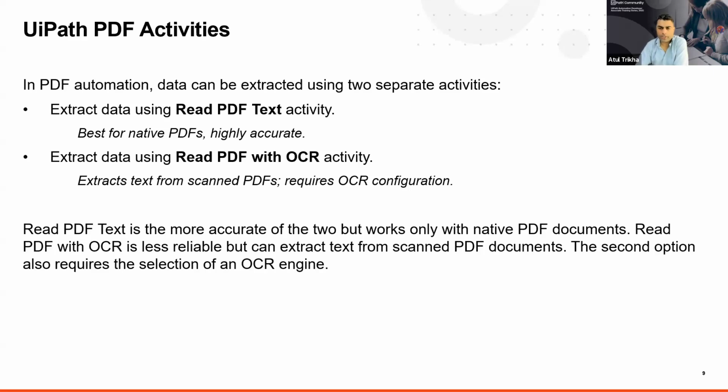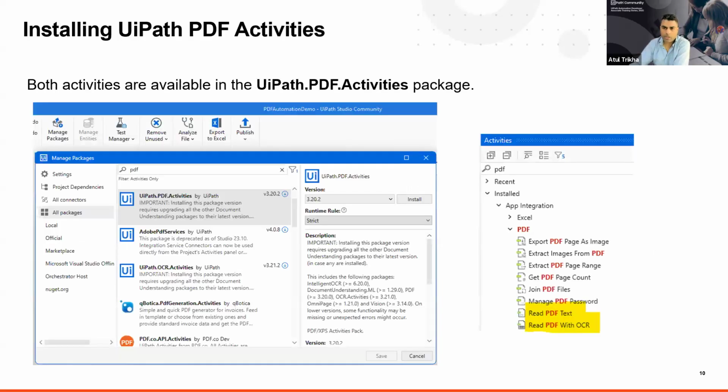But we are going to focus on the Tesseract OCR, which is a free OCR engine. It's local, so you don't need an API key. For example, for the UiPath OCR engine, it is available over the cloud and you need to get the API key. It's the same for the Microsoft OCR and other engines, and I will show the differences between those. Now, regarding these two activities, like I mentioned, they both are available as part of the UiPath PDF activities package.